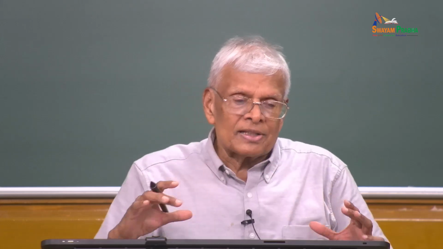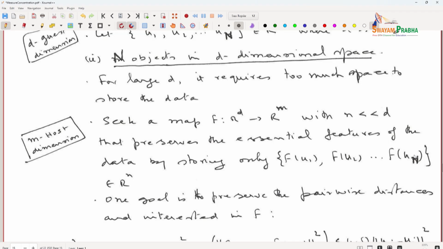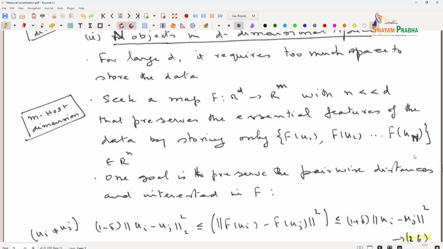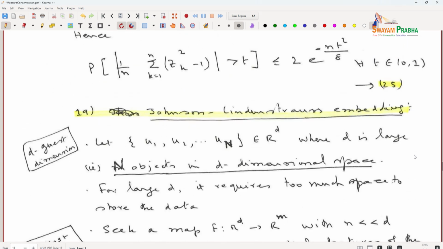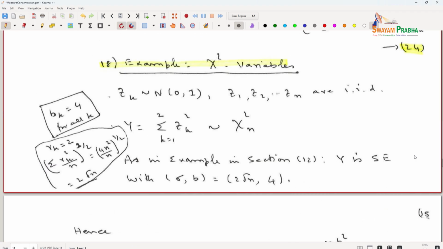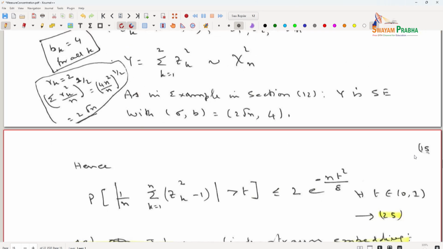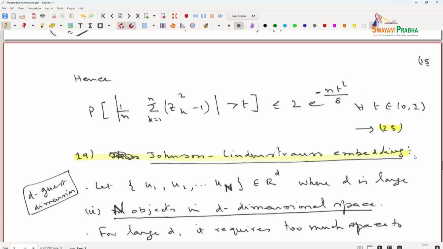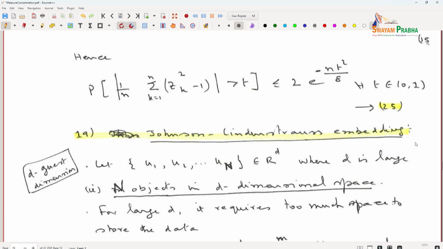Then, towards the end of the last class, we started the study of an application of the sub-Gaussian type of bounds. To that end, we started with an example of a chi-square, and that gave rise to an application called Johnson-Lindenstrauss lemma or Johnson-Lindenstrauss embedding. This is where we started.